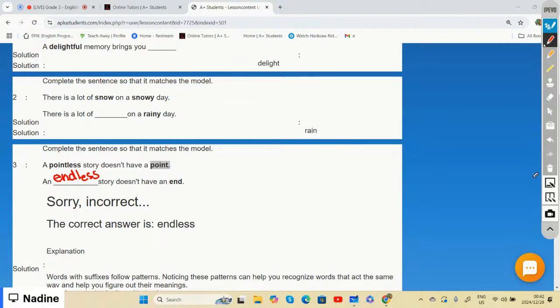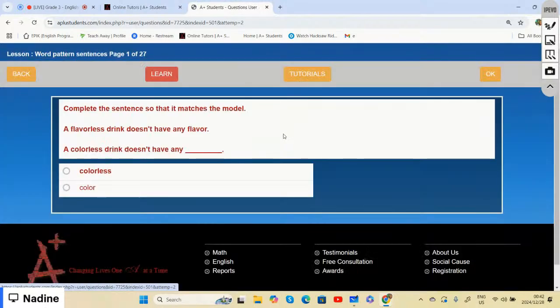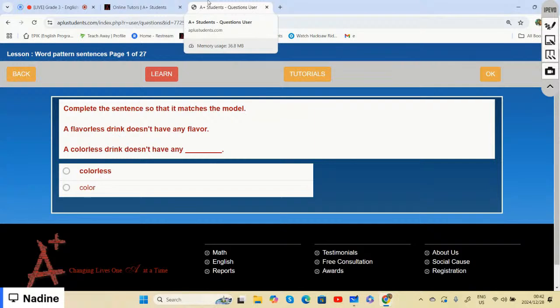All right, so now we're going on to our test. Well done so far. We need to complete the sentence so that it matches the model. A flavorless drink doesn't have any flavor. There's no flavor, which makes it flavorless. So a colorless drink doesn't have any what? Option one, colorless, or option two, color. Which one is correct?